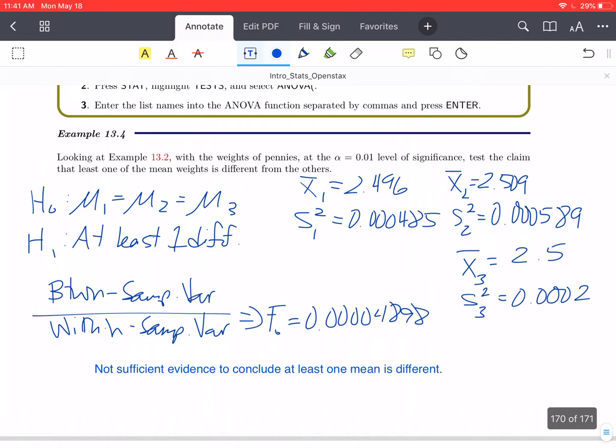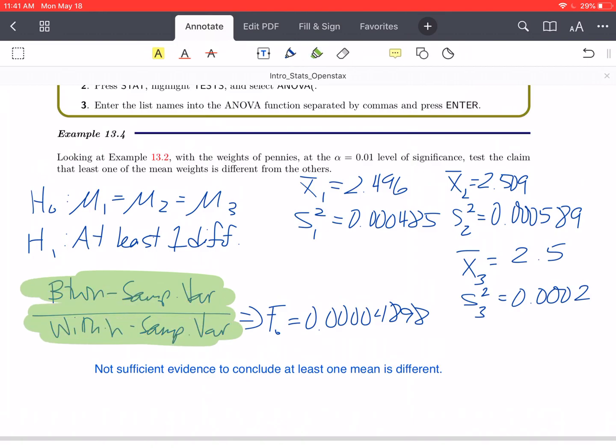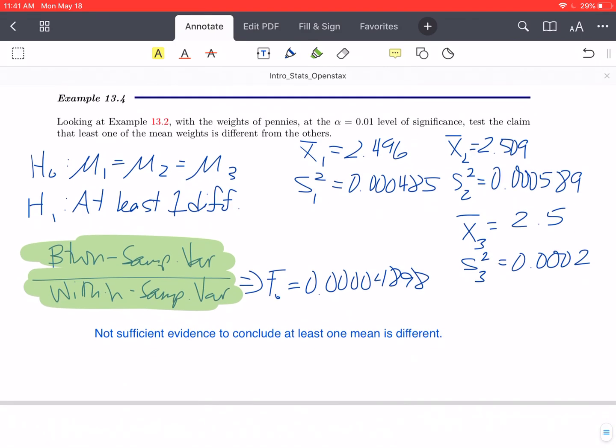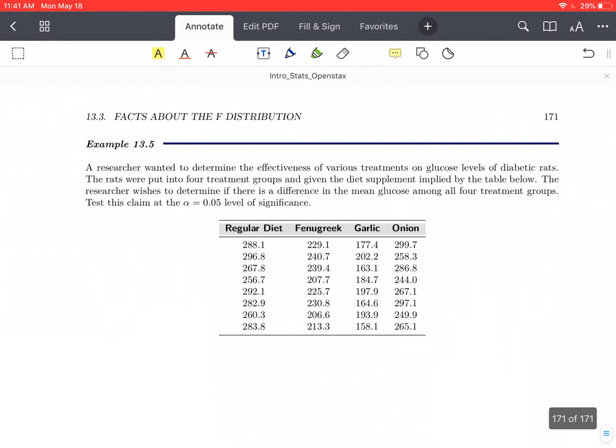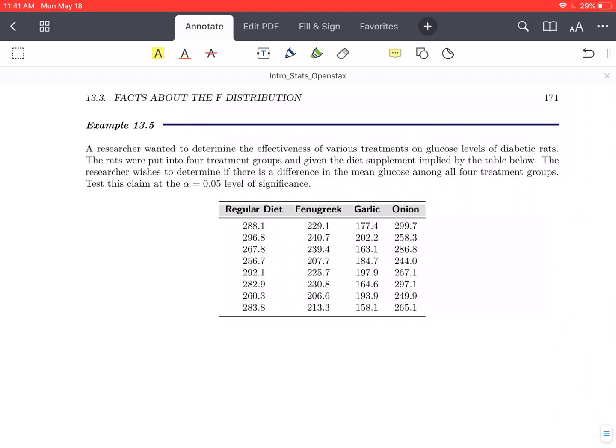Okay. So again, don't worry too much about especially this part of the computation, because we're not going to be doing that by hand. This is just to give you an idea of kind of the layout of these ANOVA tests. Okay. And then last example, so a researcher wanted to determine the effectiveness of various treatments on glucose levels of diabetic rats. The rats were put into 4 treatment groups and given the diet supplement implied by the table below. The researcher wishes to determine if there's a difference in the mean glucose among all 4 treatment groups. Test this claim at the alpha equals 0.05 level of significance.